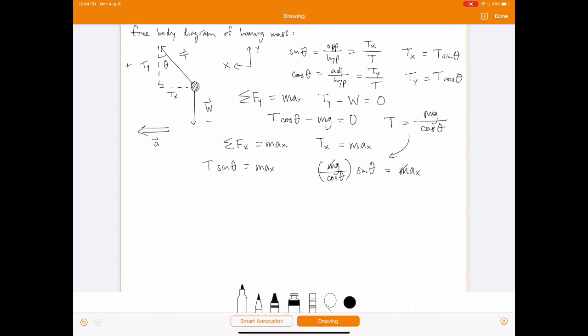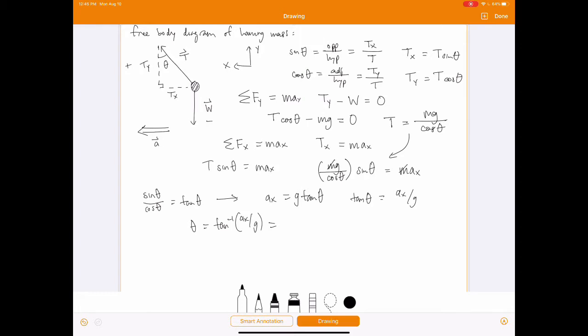And the other thing you can notice is that sine over cosine is tangent. Sine over cosine is tangent, which gives us ax, that's the only thing left on the right side, is equal to g times tangent of theta. So remember, what we're trying to actually solve for here is the angle theta. So if I rearrange this to say tangent theta is equal to ax over g, or theta is equal to the inverse tangent of ax over g, then we get the angle.